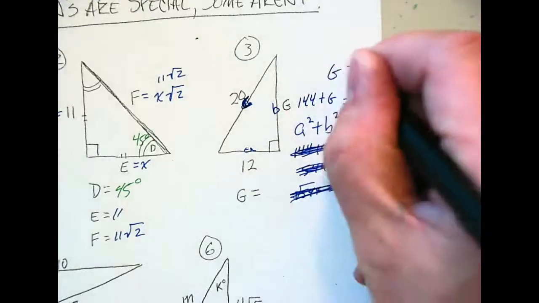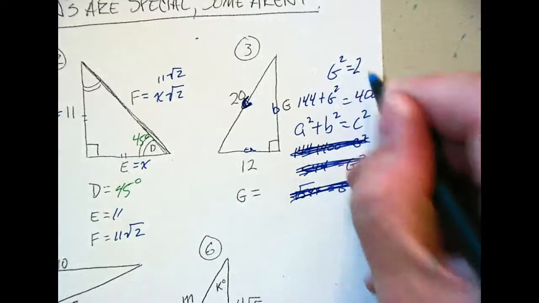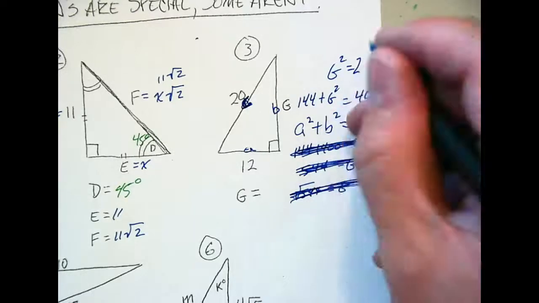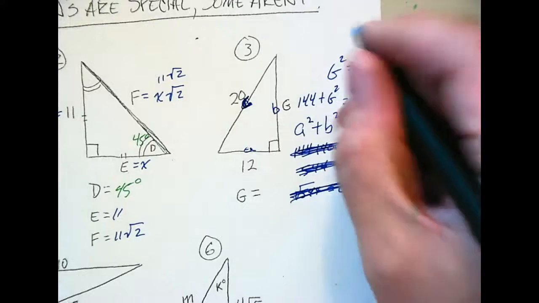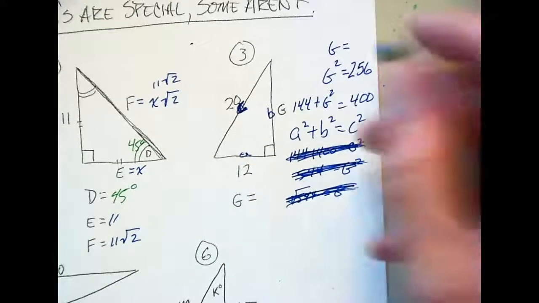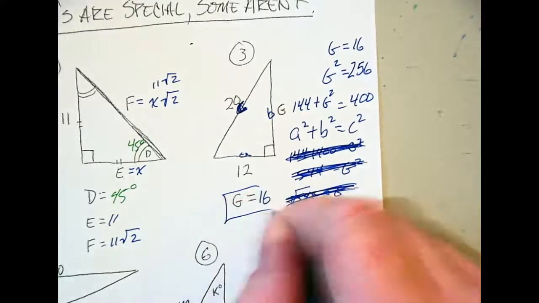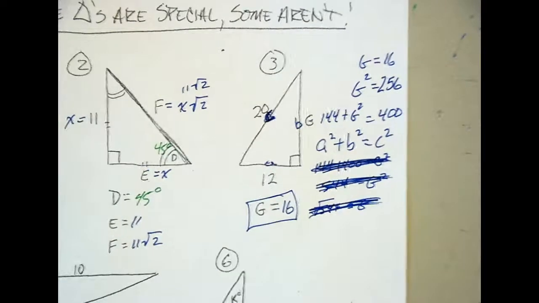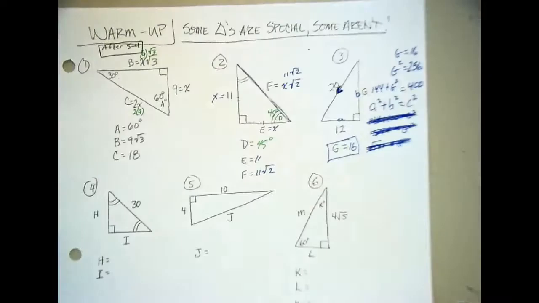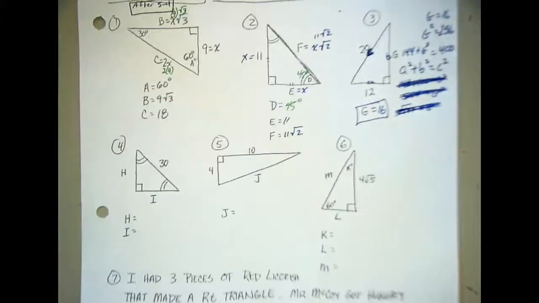So 144 plus G squared is equal to 400, so G squared is equal to 256. So G is 16. That makes it a lot easier anyway. All right, 16. Good. Hope you didn't erase it all. I just rewrote it. All right. Any questions on those 3? How many are done with 4?